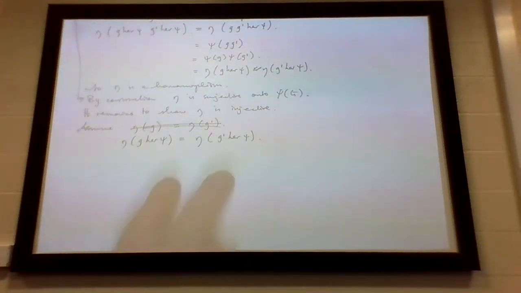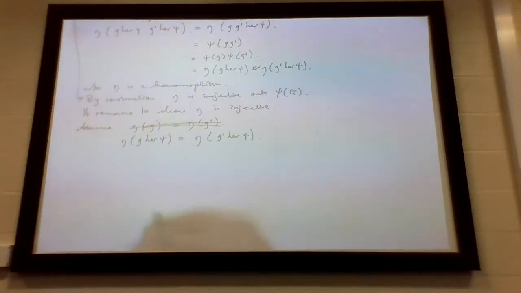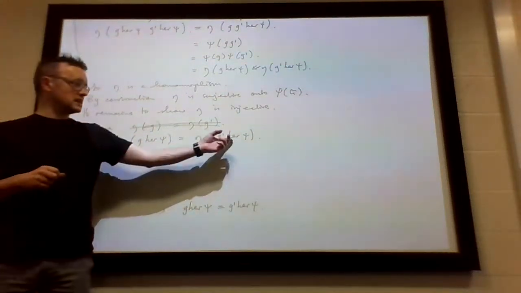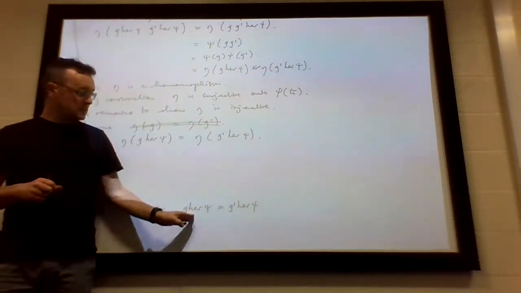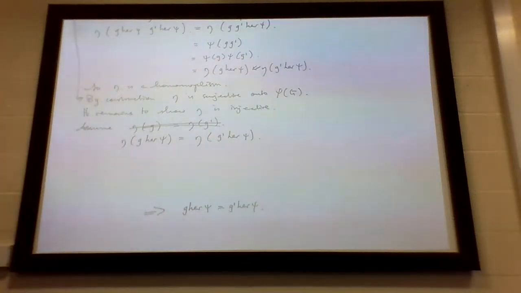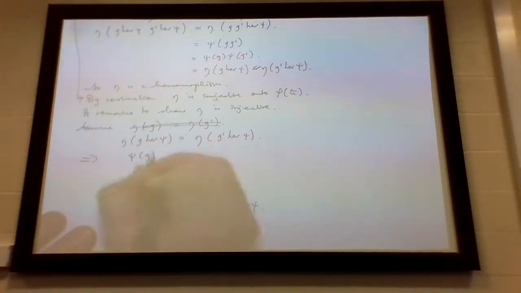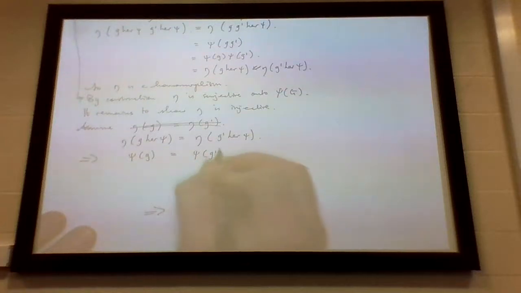Well, what do we want to conclude here at the end of this argument? We want to conclude that these two cosets are the same, and that will show that it's injective. If you have two cosets that get mapped to the same value under eta, it's because they are the same coset, not because eta is collapsing different elements down onto the one. So this implies that psi of G is equal to psi of G prime.